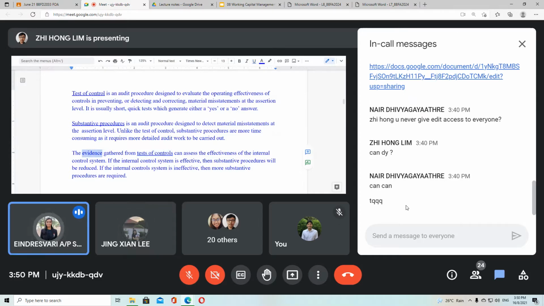The last sentence is incorrect. The yes or no answer is for the internal control questionnaire, ICQ. So the questionnaire will have this. Test of control is not this. So the last sentence is not relevant. It's misleading.